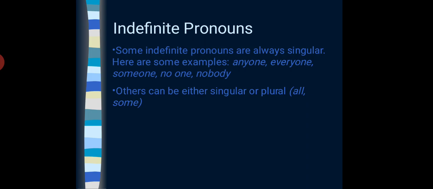Others can be either singular or plural. Some pronouns can be singular and can also be plural, depending upon whether they are countable or uncountable. Now let's see. Everybody loves grammar, isn't it? Everybody loves grammar. Everybody, because it is singular, so we have used a verb with s or es, that is singular.